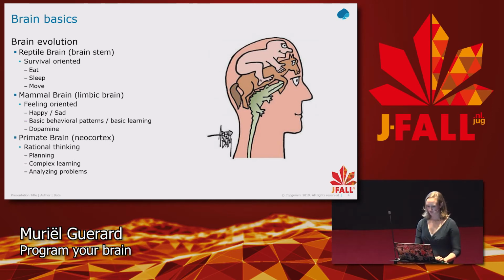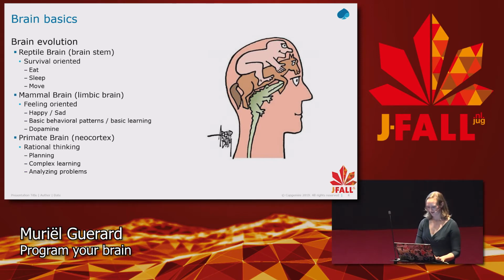The most recently developed part of the brain is the neocortex. It performs all our complex thinking like planning, learning complex patterns, and analyzing large problems. It also controls the previous two parts of the brain, making it able to say no to a second piece of cake or yes to a presentation, even though it's intimidating, because you know you'll learn in the end.